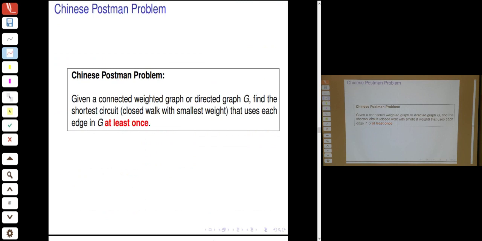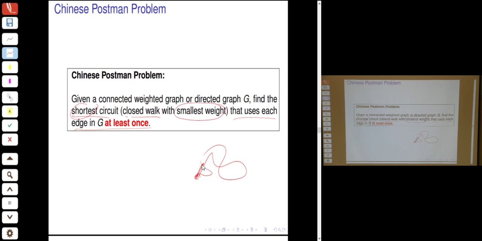So, let us now move on to the Chinese postman problem. Given a connected weighted graph or a directed graph G, the problem is to find the shortest circuit that uses each edge at least once. A circuit, let us remind ourselves, is a closed walk. So, you start and end at the same vertex, and your weight has to be the least.